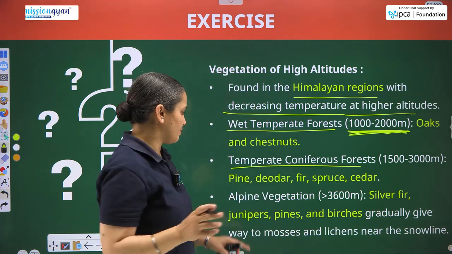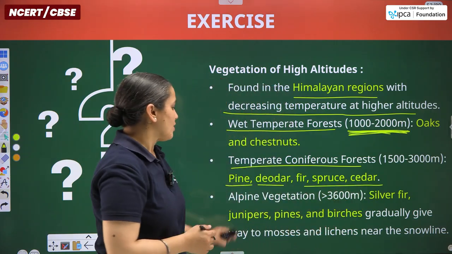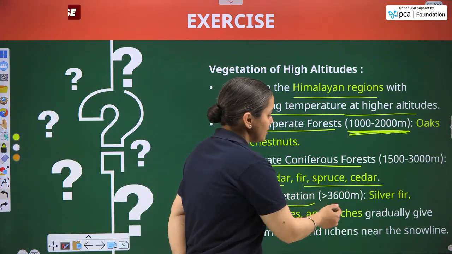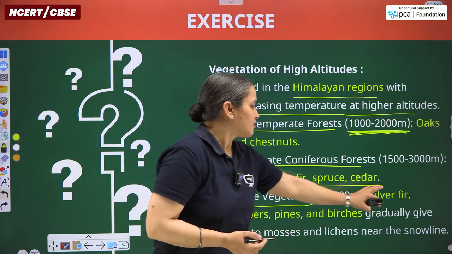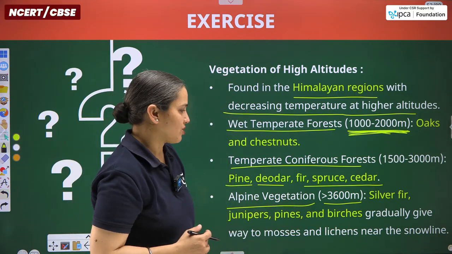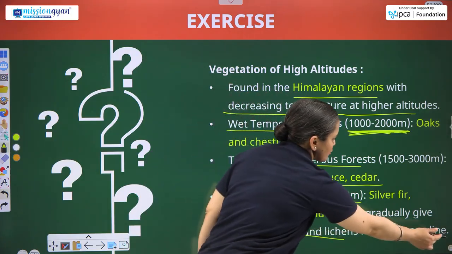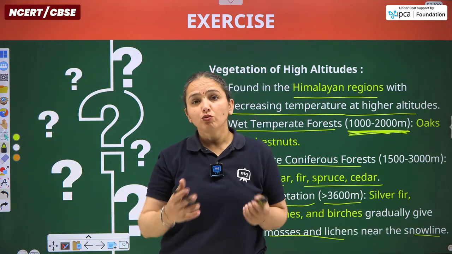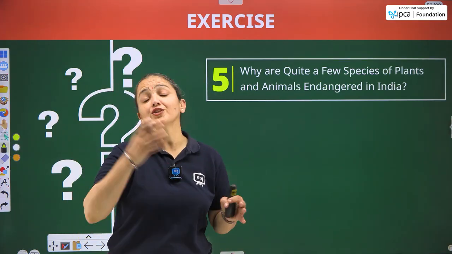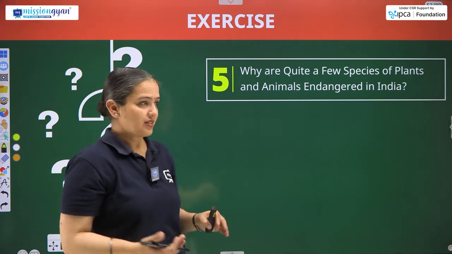We're talking about the altitude part. The vegetation found over there are pine, deodar, fir, spruce and cedar. Alpine vegetation is found at quite a good altitude, that is more than 3600 meters. So silver fir, junipers, pines and birches are the vegetation found in this region. Gradually give way to mosses and lichens near the snow line. So snow covered regions do have a variety of mosses and lichens also. Although there is not much further variety, still mosses and lichens are themselves a variety.